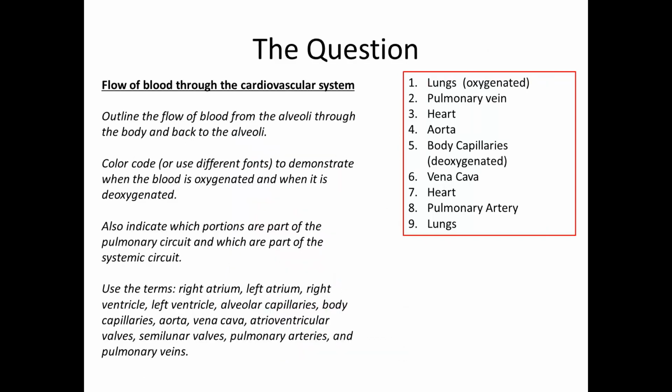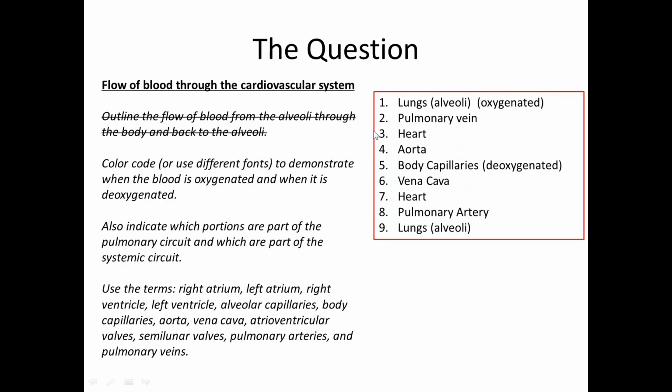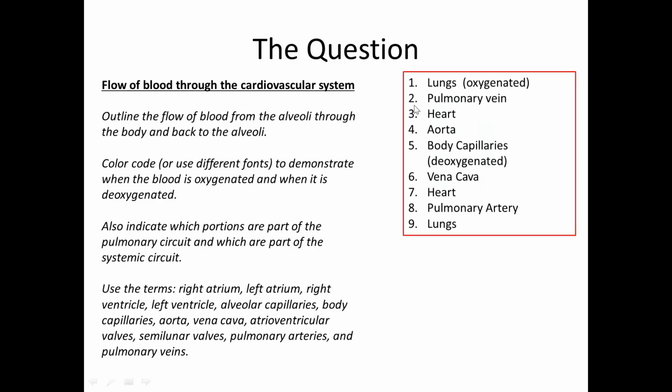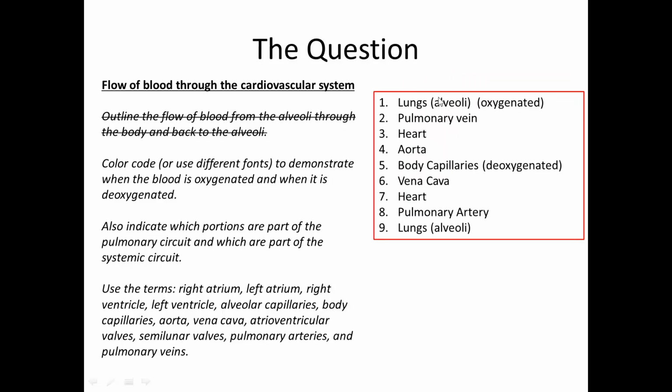Now I'm going to go back to my question. I have my little step-by-step chart that I made, and I look at what I have already completed. I've already completed this, alveoli back to the alveoli. In my original part, when I first wrote this, I wrote lungs, and here the question is asking alveoli, but I know that's really the same thing because the alveoli are the functional unit of the lungs. So I'm just going to add that in here, and that takes care of this part of the question.